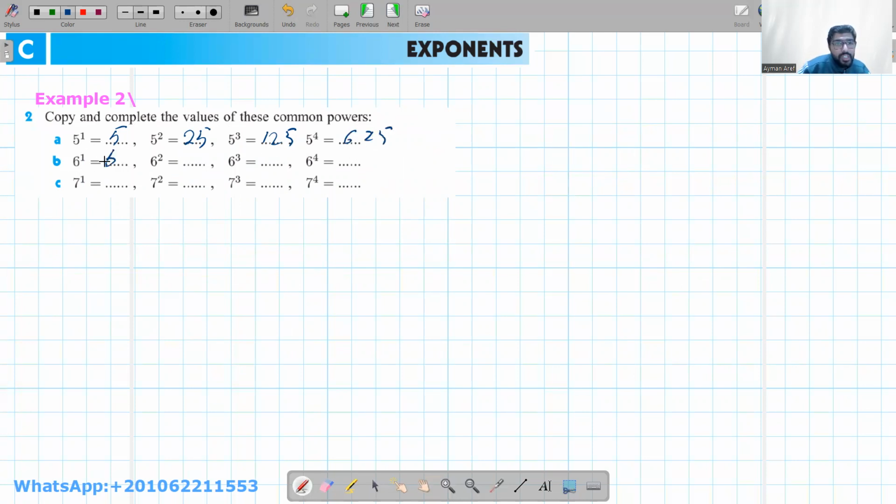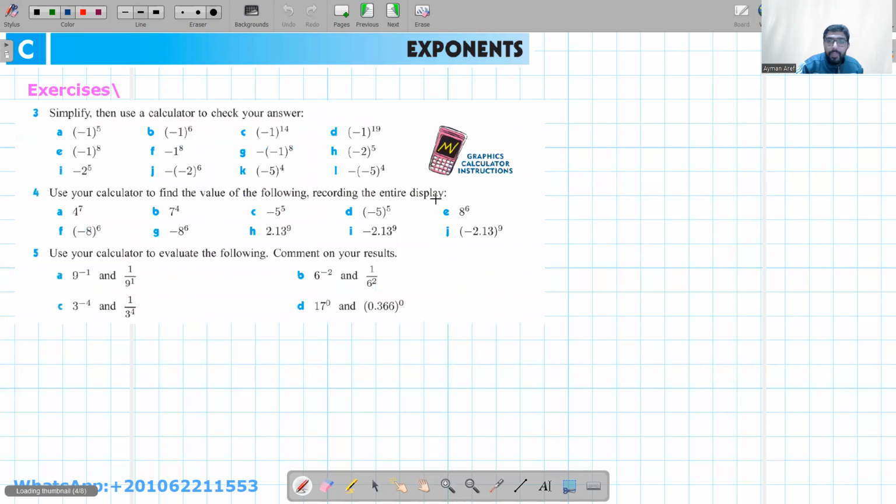What about 6 power 1? 6. 6 power 2 is 36. 6 power 3 becomes 216. And then 6 power 4 becomes 1,296. What about 7 power 1? 7. 7 power 2 is 49. I like it, it's not difficult. Then 7 power 3 becomes 343. And the last one, 7 power 4, becomes 2,401.